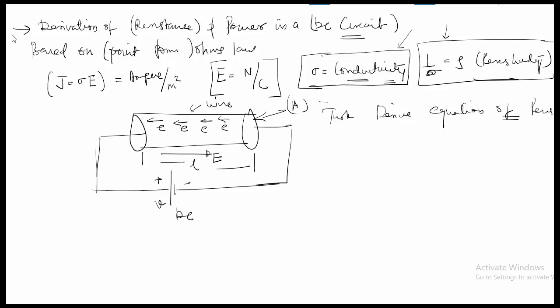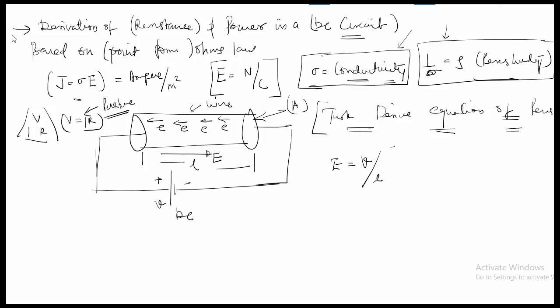So this is from the point form of the Ohm's law, and the Ohm's law otherwise could be written from the triangle form, and it could be said that V is equal to IR in any resistive circuit. So considering the same case, now you can say that the electrical field intensity E is equal to V divided by L.